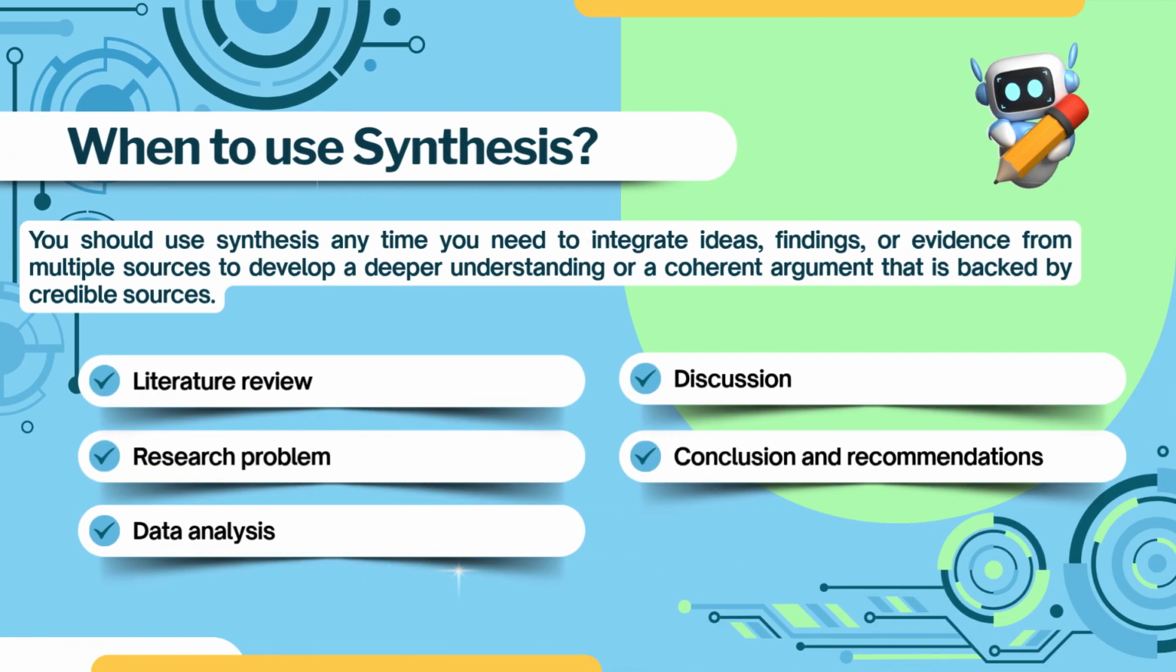You should use synthesis anytime you need to integrate ideas, findings, or evidence from multiple sources to develop a deeper understanding or a coherent argument that is backed by credible sources. Use synthesis to discuss theories and findings from multiple sources in a literature review. This will allow you to show how different sources relate to each other and identify patterns, trends, and gaps.